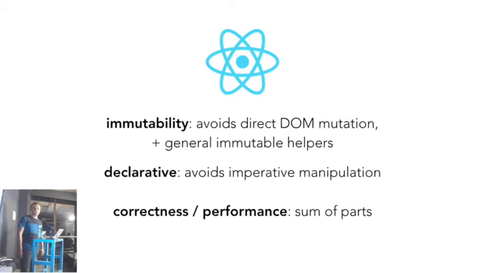So to tie some of these concepts in, in React, we're trying to avoid direct DOM mutation, right? And we get these general immutable JS helpers. It's declarative, so generally in React, it helps you to avoid imperative manipulation. You get to express things in a more declarative way. And again, perhaps controversially, this correctness and performance is a sort of sum of parts of these two things.